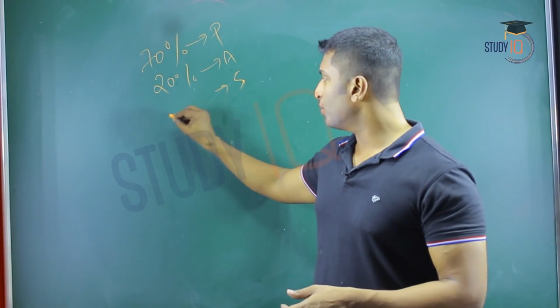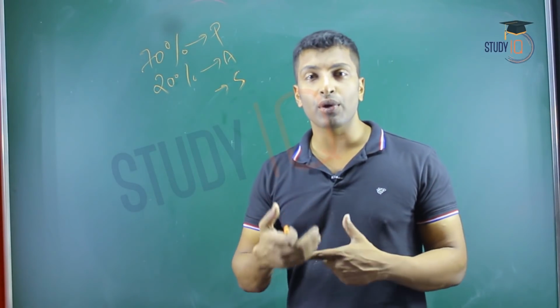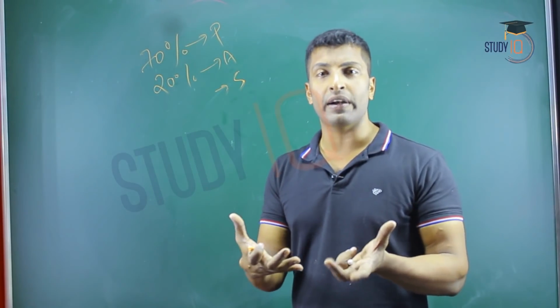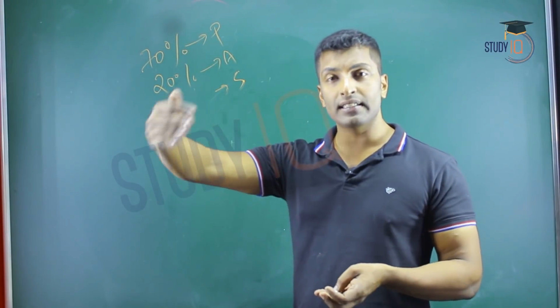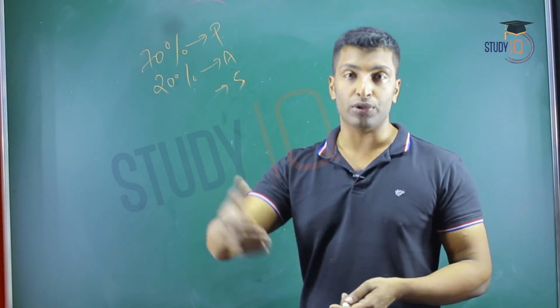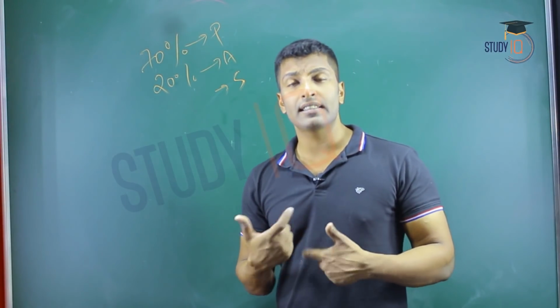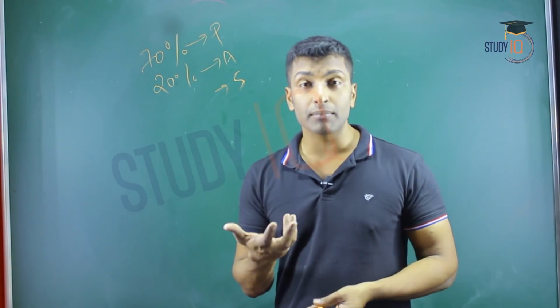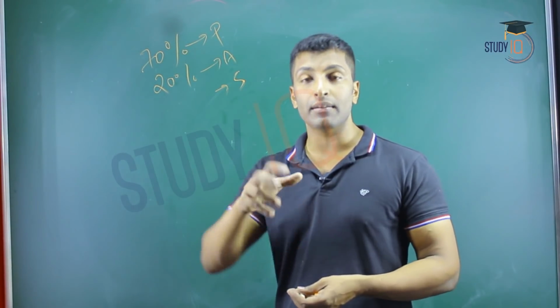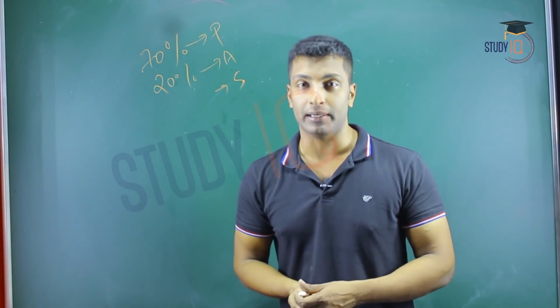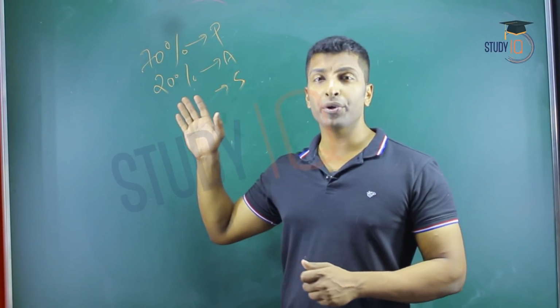Then I'll teach you how to draw the 3-set Venn diagram, 4-set Venn diagram, and even 5-set, 6-set Venn diagrams. For 5 sets and 6 sets, it is not feasible for you to draw it and get the answer, but I'll teach you a different method for that. So this is what we are going to do.